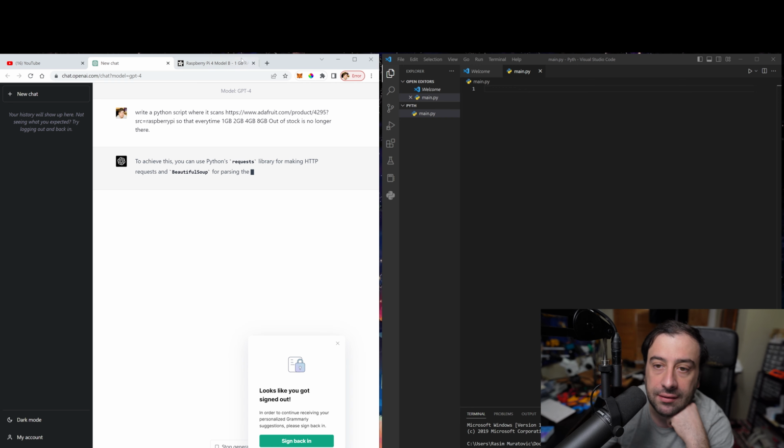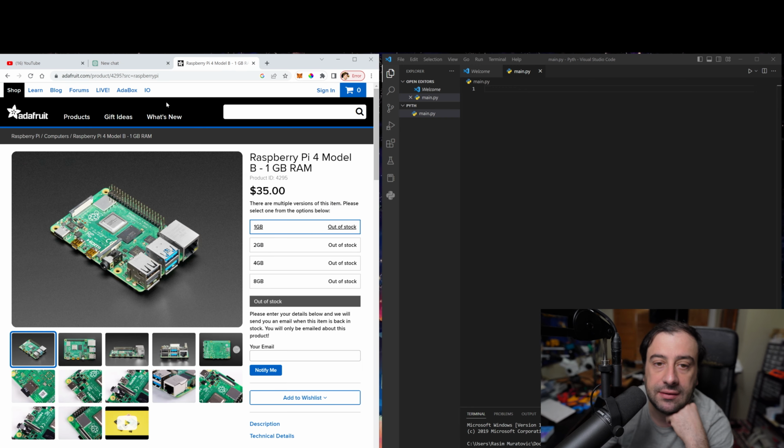While this is running, let me show you the website that I had pasted right there. This is Adafruit. Adafruit is very popular. They have Raspberry Pis, they have robotics, they have Arduino stuff, and they're one of the main distributors of the board. So right now, as you see, this is the page that I had it write the code for. There is a 1G, 2G, 4G, and an 8G. They're all out of stock. They're always out of stock.